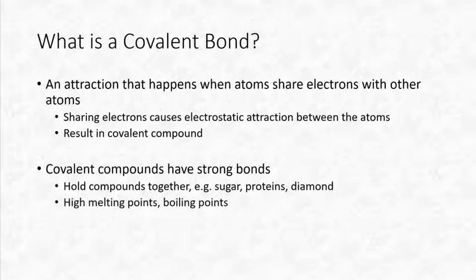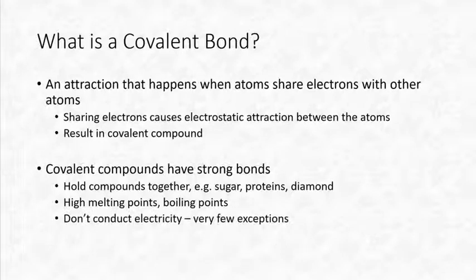They can have high melting points and high boiling points, but there are plenty of covalent compounds that don't, so there is a much greater range of bond strength with covalent bonding than there is with ionic bonding. They don't conduct electricity. There are very few exceptions. You probably know about graphite as being the key exception that we need to know about.